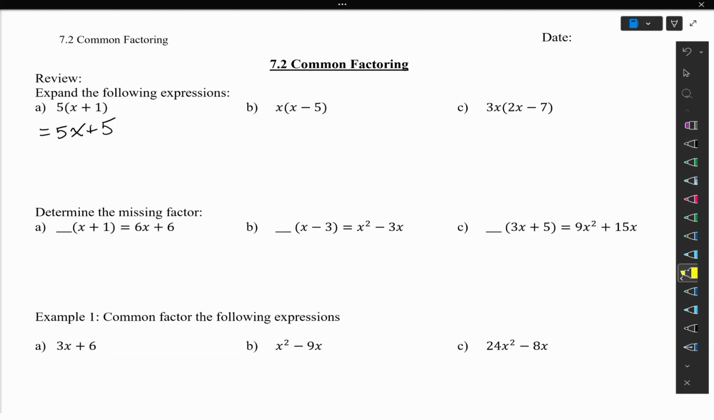where in this case we have expanded our 5, multiplied it by our x, and then we multiplied our 5 times the 1 as well. Now, I will encourage you, again, pause the video, and once you unpause, you can compare your answers for both B and C right here.